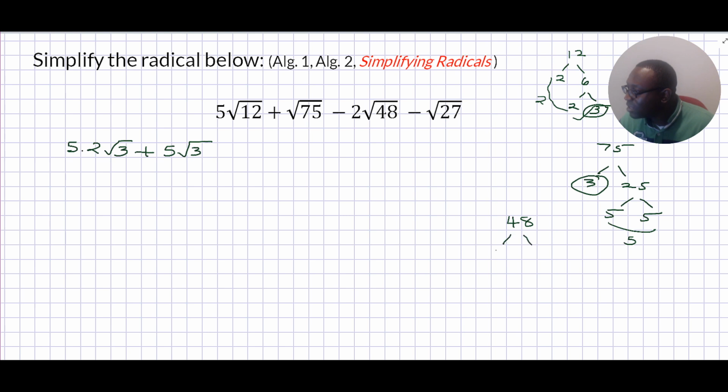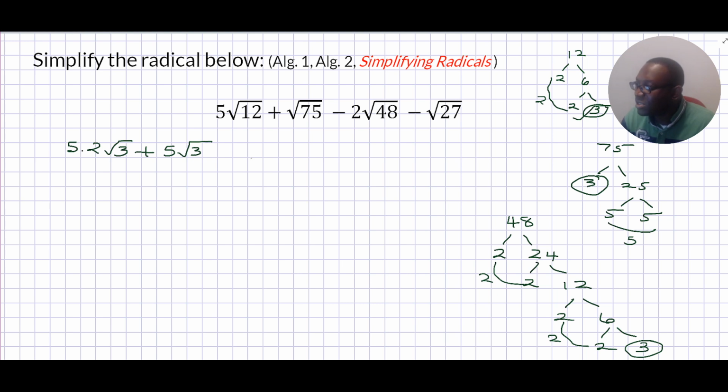Then let's look at 48. 48 is going to be 2 multiplied by 24, 2 multiplied by 12, 2 multiplied by 6, and then we have 2 multiplied by 3. So now I have 2 pairs here. I have this set, and I have this set, and I have this one that sits by itself. For each of the pairs, I'm going to bring out only one value that represents the set. So this is going to give me 2 multiplied by 2 square root of 3. So this is minus 2 multiplied by 4 square root of 3.